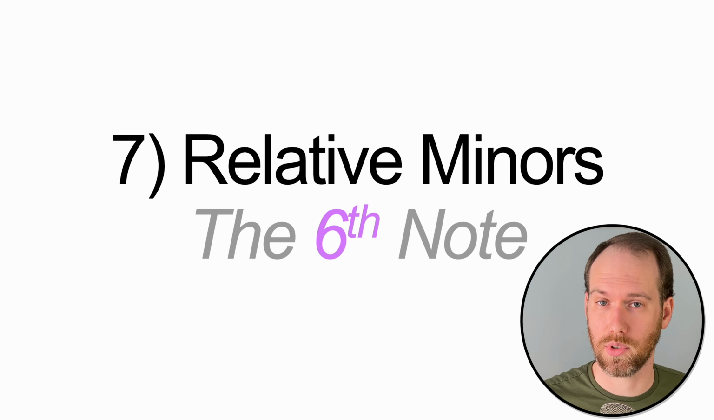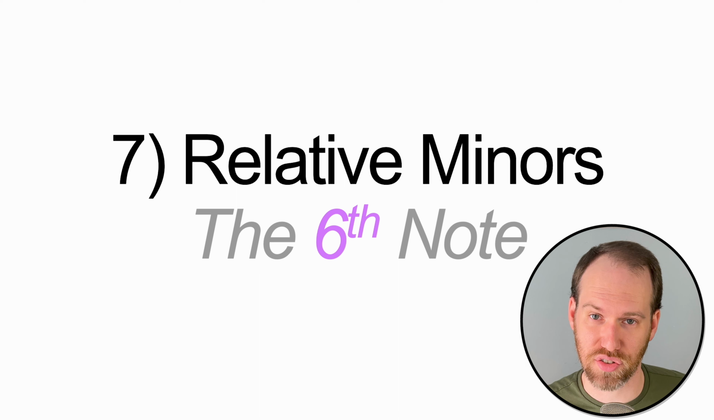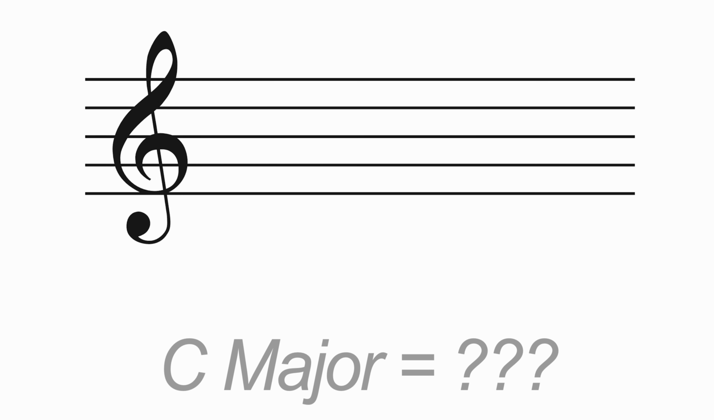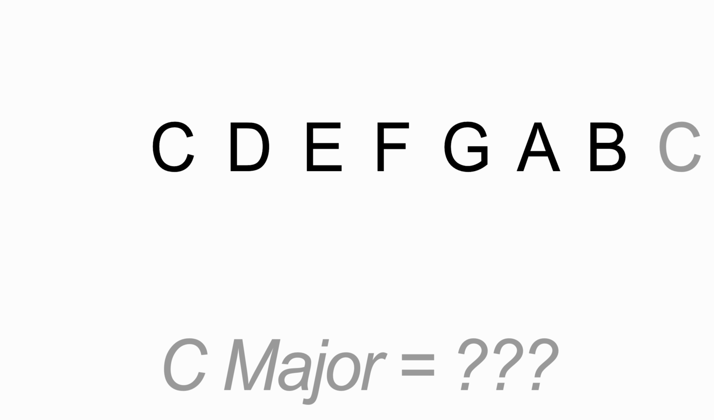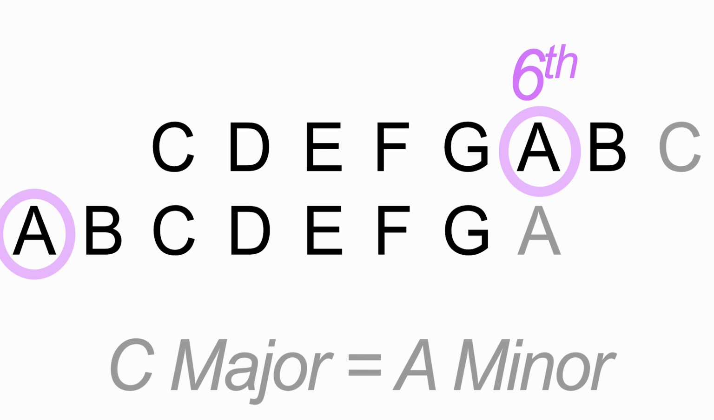Another really helpful one with relative majors and minors is to know that the 6th note of a major scale is going to be the starting note of the relative minor. So let's say I was for some reason stuck and didn't know the relative minor of C major based on this key signature. I would just take that C major scale, and ask, what is the 6th note of that C major scale? It would be the A. So I know the A would be the starting note for A minor. So those are my relative majors and minors.